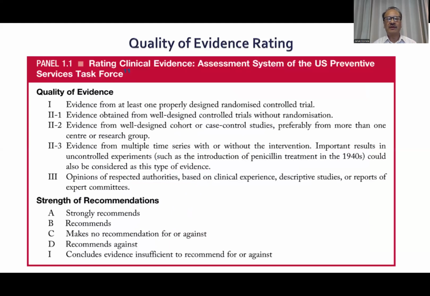When we look at the quality of evidence rating for various different types of publications or recommendations or guidelines, we can see that on top of the quality of evidence, the evidence from randomized control trials comes up at the top, followed by non-randomized trials, followed by cohort or case control studies. Then any evidence from case series or uncontrolled experiments, etc. And at the end, the lowest is the opinion from experts if there is no other evidence available.